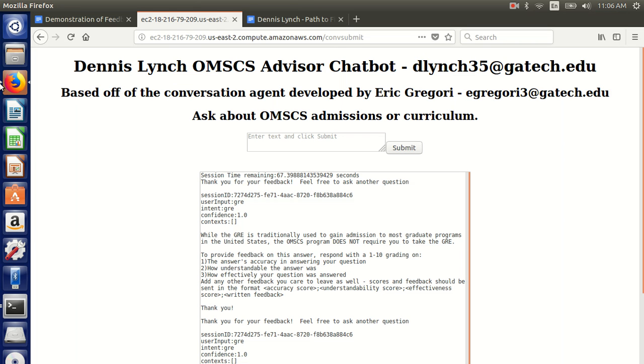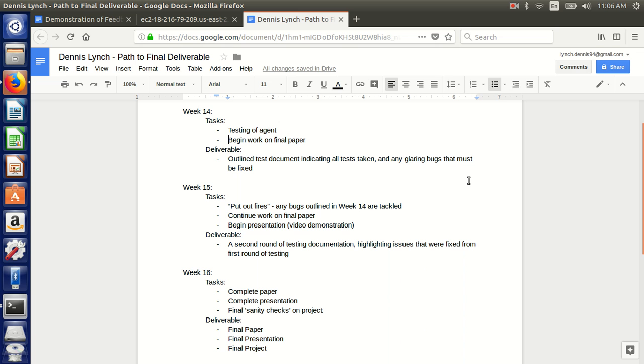Based on this work I've done, I'm directly in line with my project proposal. Therefore, in the 3 weeks of the semester, I will first outline a testing document indicating all tests that need to be taken and any glaring bugs that must be fixed. Then, I will fix these bugs and produce a second round of testing documentation, ensuring that there are no outstanding issues that still need to be fixed.